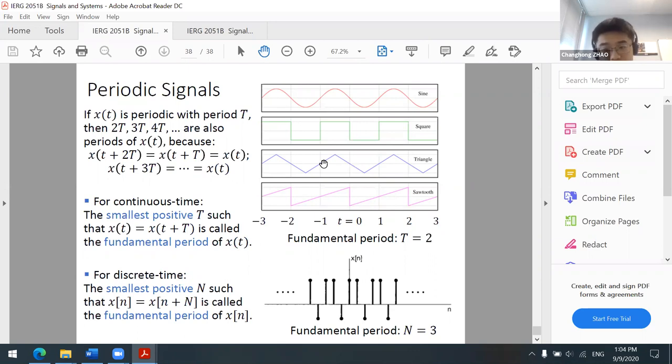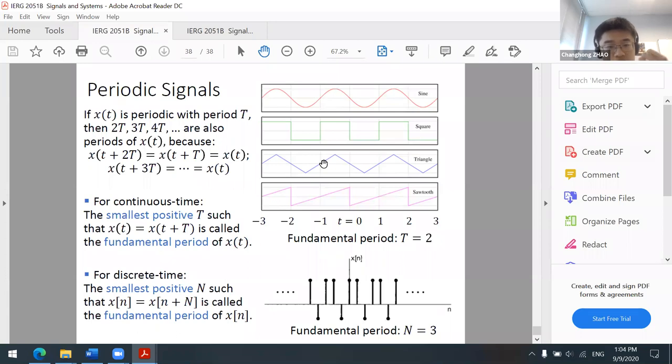Actually, T equals 4, 6, 8, 10, every even number is also a period of that signal, but those are not the fundamental period. The fundamental period is unique. It is the smallest one, T equals 2.